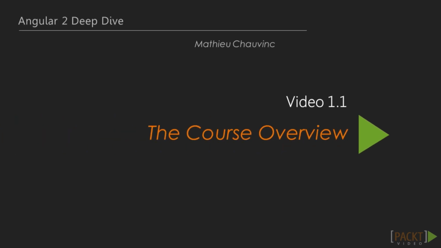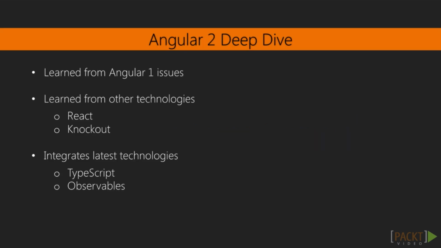Angular 2 is vastly different from Angular 1 and aims to fix the issues of its popular predecessor. To achieve this, Angular 2 developers learned from problems encountered with Angular 1, but also tried to leverage good features from other frameworks like React.js and Knockout.js. They also integrate modern third-party technologies such as TypeScript and observables for reactive programming.